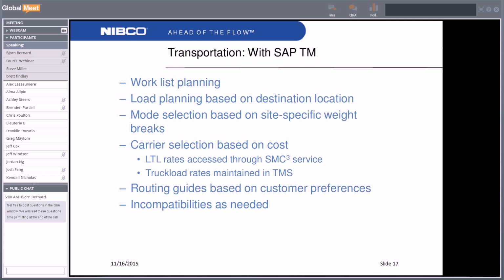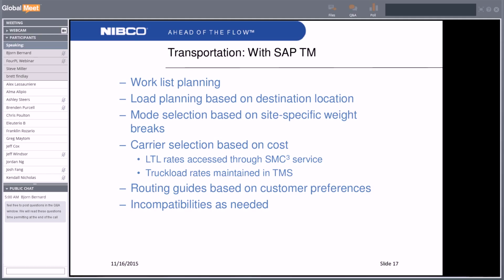Since implementing transportation management, our planners are now able to use a work list to quickly complete their planning activities. Each planner has their work list set up so all of their deliveries are grouped together by customer, and the system generates the freight orders, which become shipments in ECC based on the same logic.